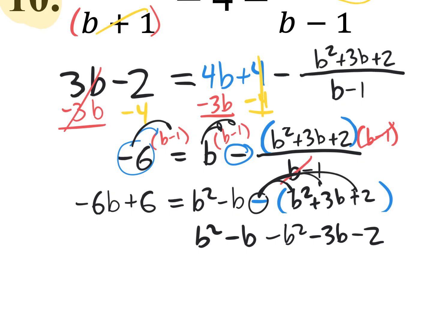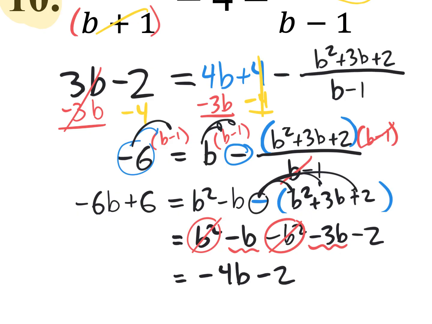And then on the right side of this equal sign, you could combine like terms and make it nicer. The b squared minus b squared, they eliminate. And if you got a negative b and a minus 3b, that'll become, on the right side, a negative 4b. And it's still with the minus 2. And on the left side, you have a negative 6b plus 6.